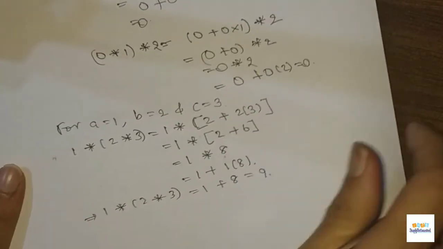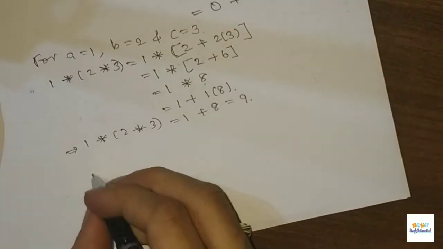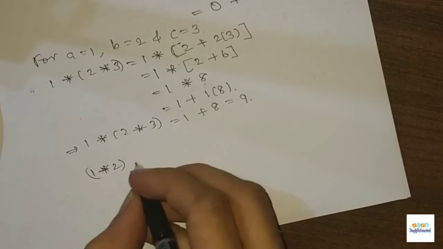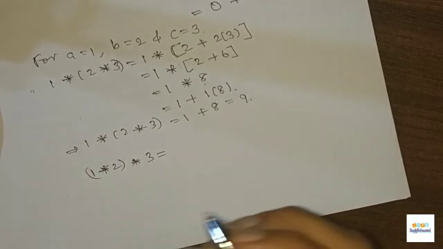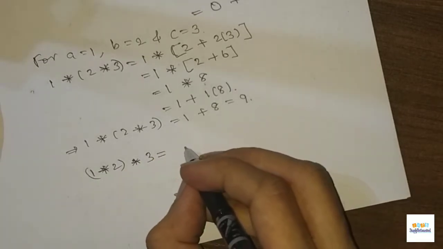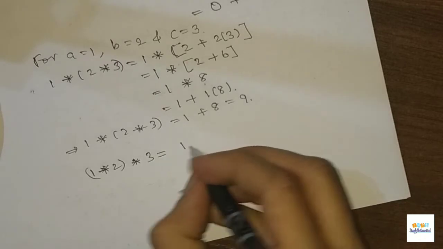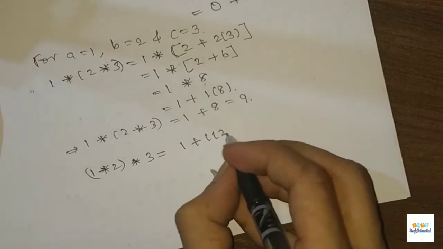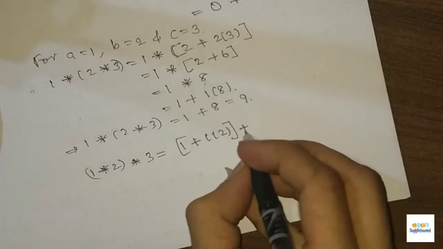Now if we find out bracket 1 star 2, star 3, what will this be? This will be equal to 1 star 2, which is 1 plus 1 multiplied by 2, star 3.